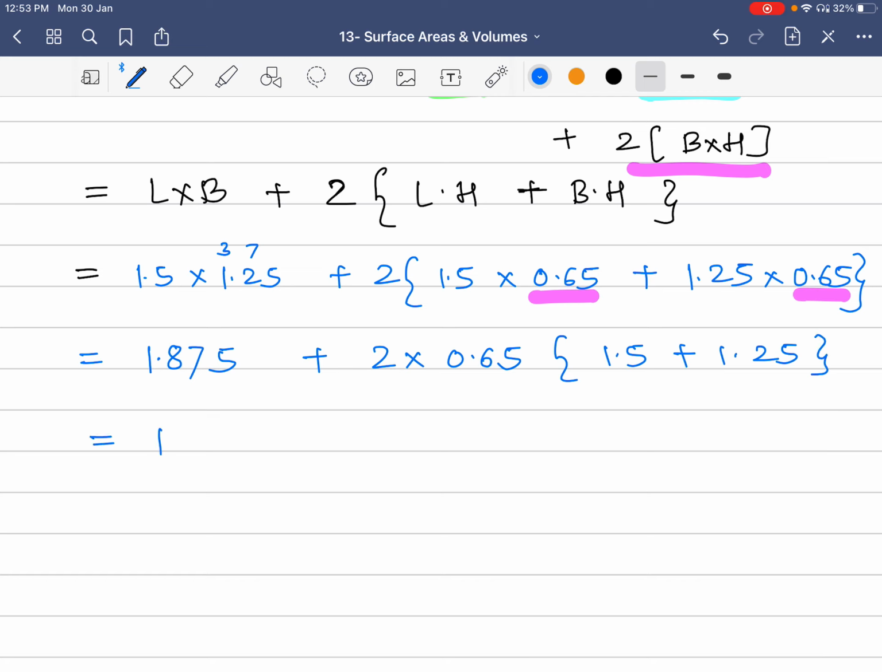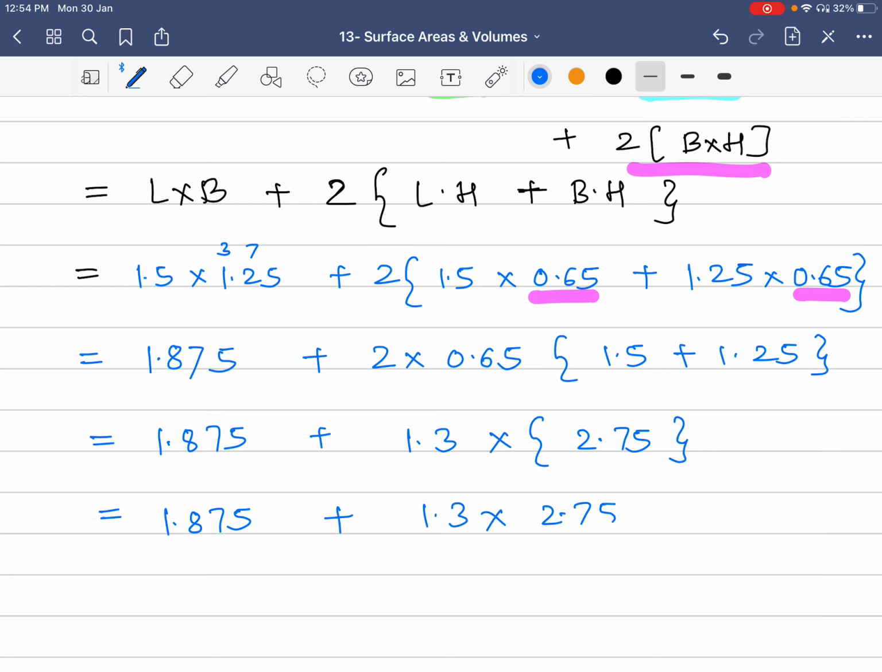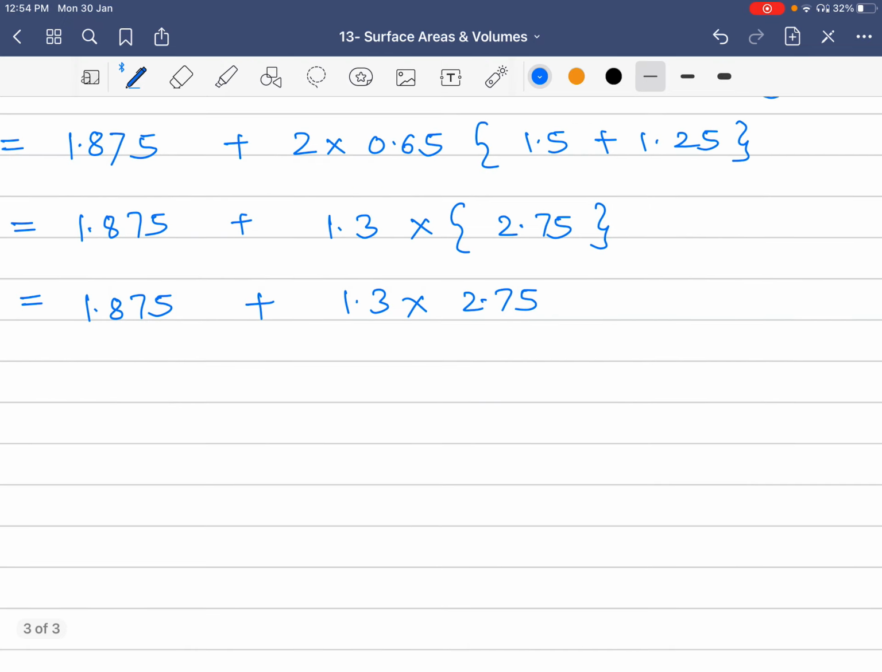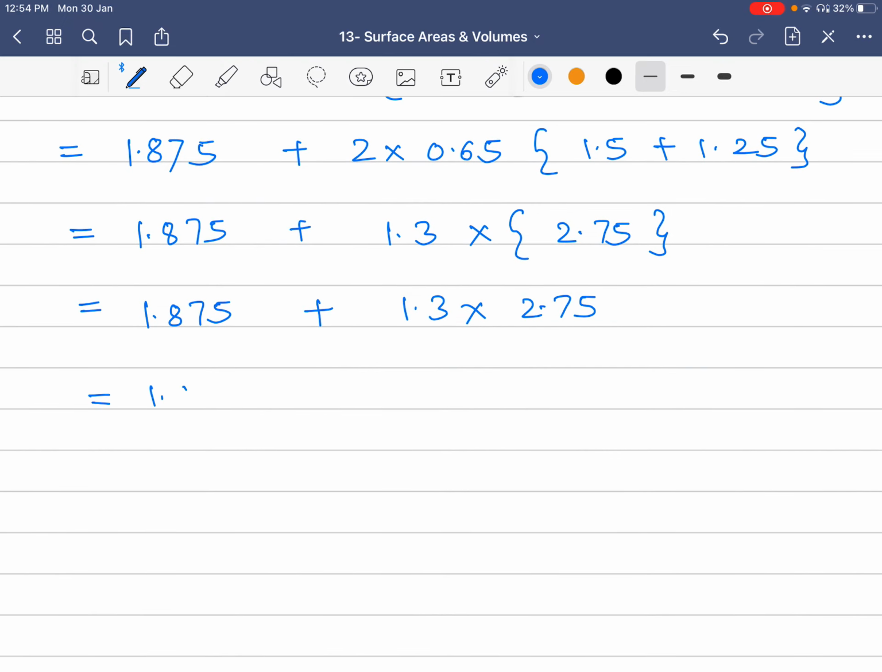Okay, that is equal to 1.875 plus, what is 2 into 0.65? That is equal to 1.3. Okay, into, what is this addition? It is 2.75. Okay, yes, 2.75, that's correct. Now this will be equal to 1.875 plus, we are going to do this multiplication, 1.3 into 2.75. Now, how do we do this multiplication? You have to use the table of 13.